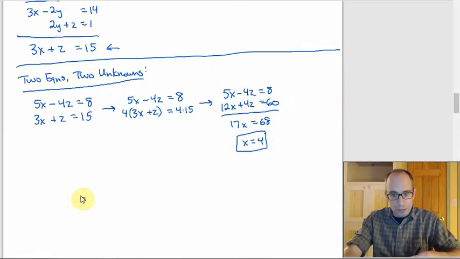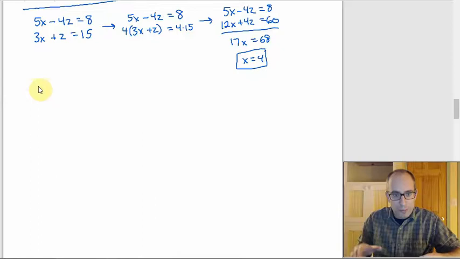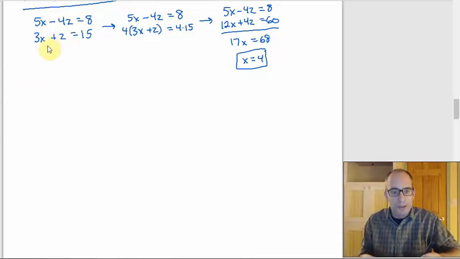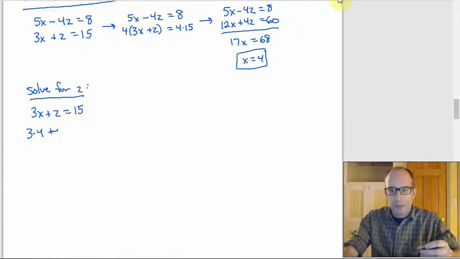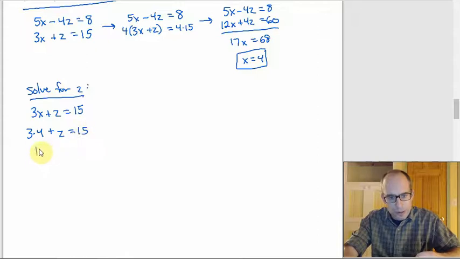All right, well, if x is 4, we should be able to solve for z without too much trouble. So I'm going to use this bottom one, the 3x plus z equals 15. Since z has a coefficient of 1, that feels like it'll be faster, even if it's only slightly faster. So if we solve for z, we got 3x plus z equals 15. And then if x is 4, we'll have 3 times 4 plus z. Whoa. All of a sudden, I can't draw. There we go. All right, so that's a 12. Looks like z is 3.